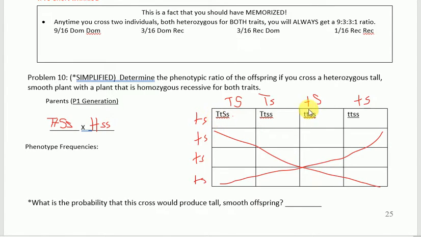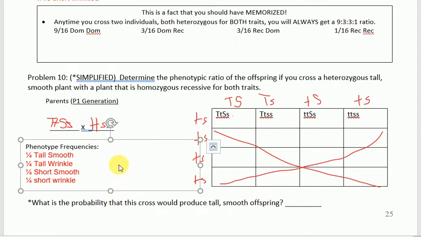So I went ahead and typed in here what you should get. When you're looking at this, you should realize that basically this whole row would be the same, or this whole column would be the same, going on and on. So now figure out the phenotypic ratios. Go ahead and push pause, and I will type those in. Okay, so our phenotypic frequencies, you should have come up with 1 out of 4 would be tall smooth, 1 out of 4 tall wrinkled, 1 out of 4 short smooth, and 1 out of 4 short wrinkled. So in this instance, we have a 1 to 1 to 1 to 1 ratio.